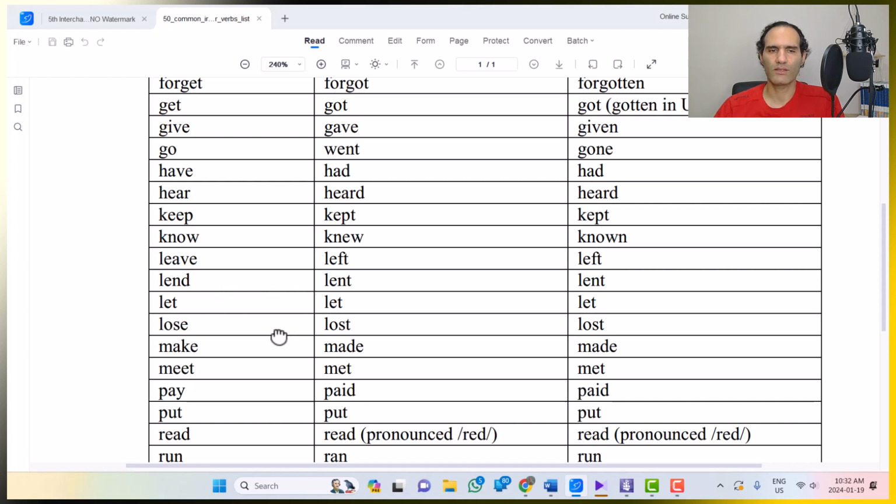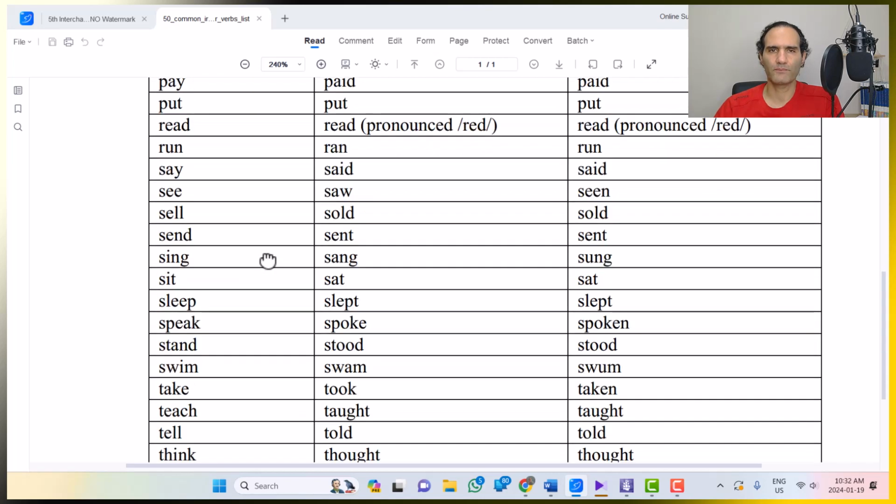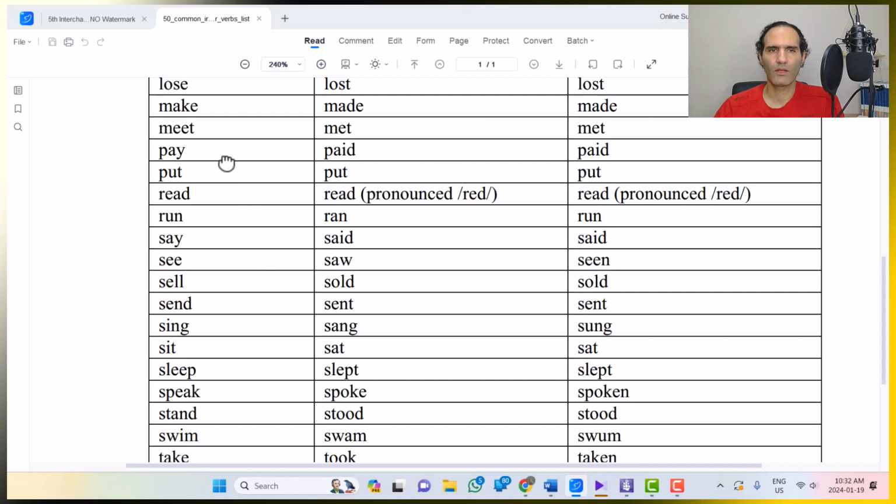Lose, lost. Make, made. Meet, met. Pay, paid. Put, put. Read, read. Run, ran. Say, said. See, saw. Sell, sold. Send, sent. Sing, sang. Sit, sat. Sleep, slept.